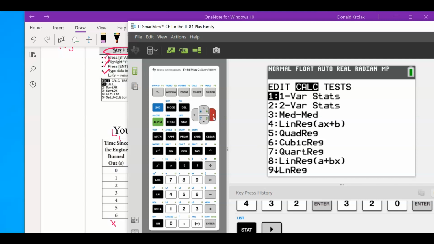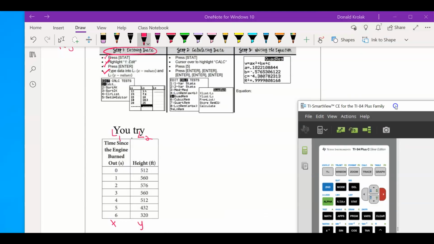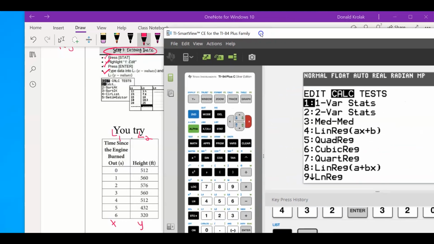Now these are all the different things that you can fit to a set of points. You can put a line, you can put a quadratic, which is ours, you can put a cubic, you could put a fourth degree polynomial. We're doing second degree polynomials, so that's 5. So I'm going to choose 5.